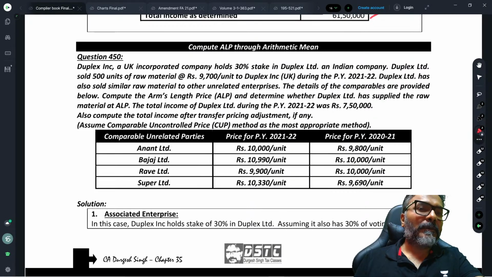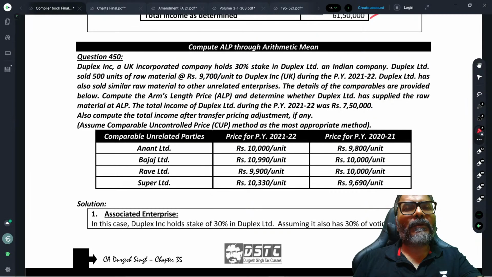The next question is question 450, which you can see over here. Question number 450, students. In this context, here the most appropriate method, students, is the CUP method. So the CUP method over here is the most appropriate method. That is point number 1. And the second one, students, is that the CUP method is the most appropriate method. That is the point that you should keep in mind.